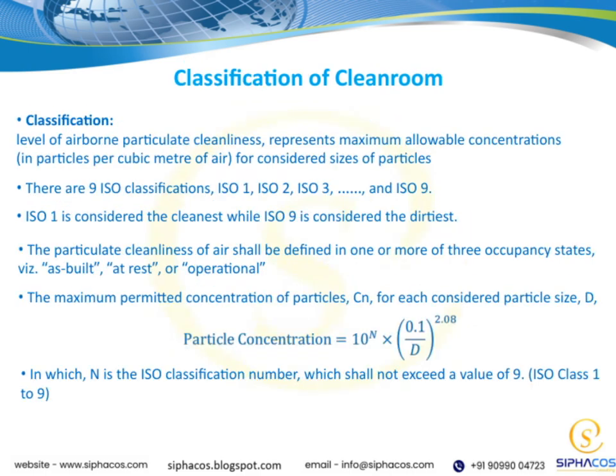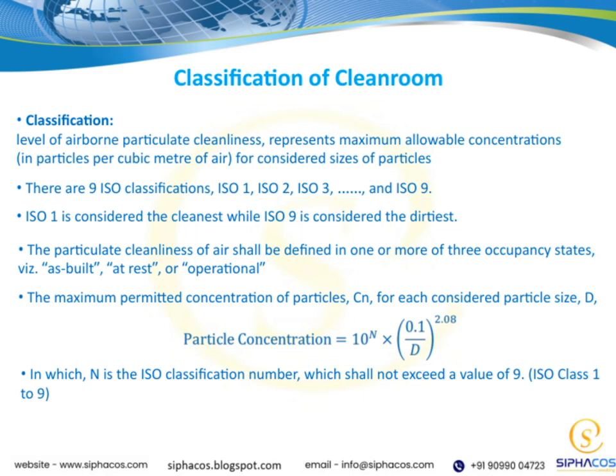Let's take a closer look at the classification system. The ISO classification number, which we refer to as N, ranges from 1 to 9, with 1 being the cleanest and 9 the least clean. This number helps us categorize the cleanliness level of the air in controlled environments. Now, the particulate cleanliness of the air isn't just a single measure. It depends on different occupancy states. We define cleanliness in one or more of 3 states. As built, which is the environment right after construction.